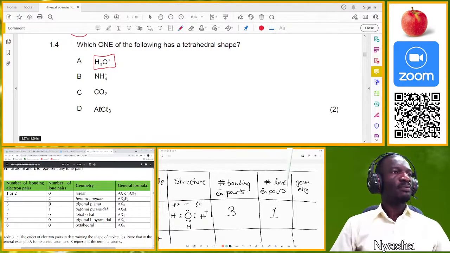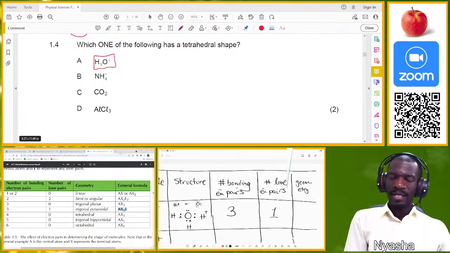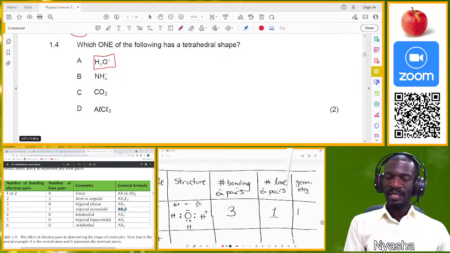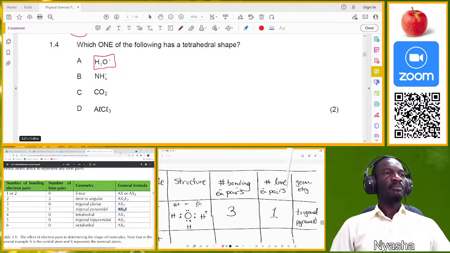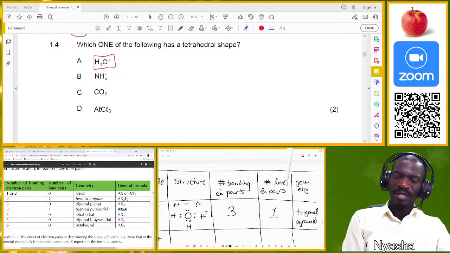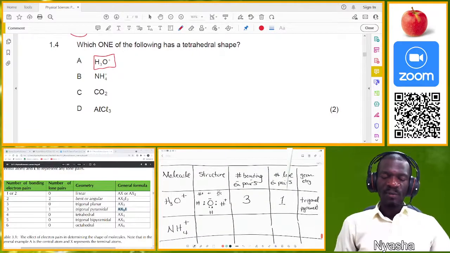Number of lone pairs, we have 0 lone pairs there, but we have 1 lone pair. So we are looking at a trigonal pyramidal shape. So this one is not what we're looking for because they are looking for a tetrahedral shape. So this one is trigonal pyramid. How does this trigonal pyramid look like? I hope we have an idea of how these look like. Let's move to the next one.